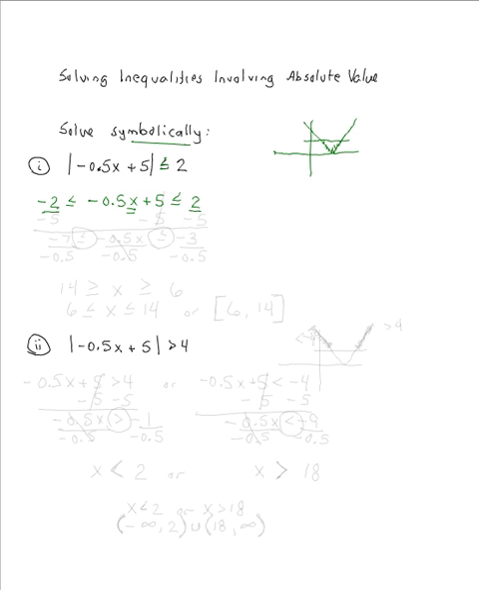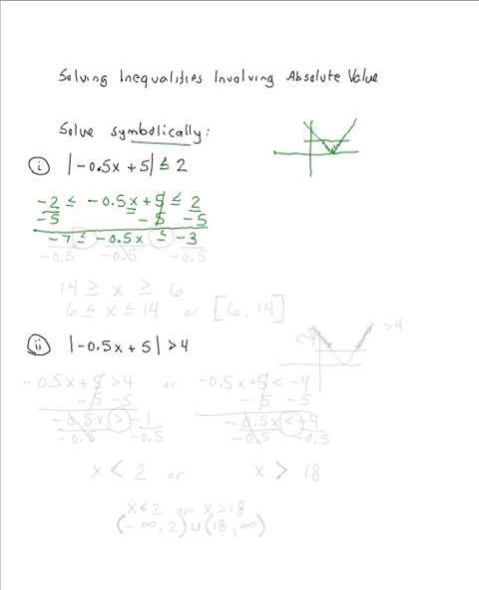So in order to isolate that x, I could subtract 5. And that's what I will do. I will subtract 5, but from all three sides of our inequality. So we will have negative 7 is less than or equal to that negative 0.5x, which is less than or equal to a negative 3.